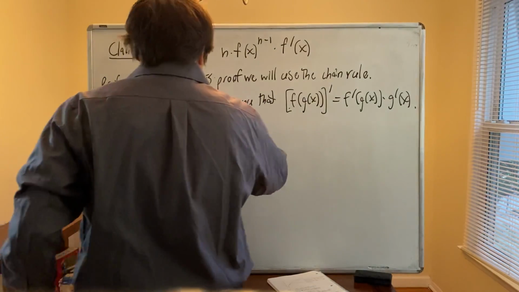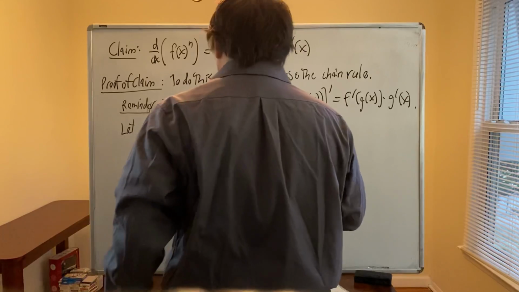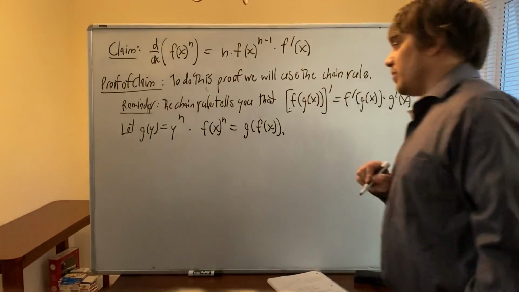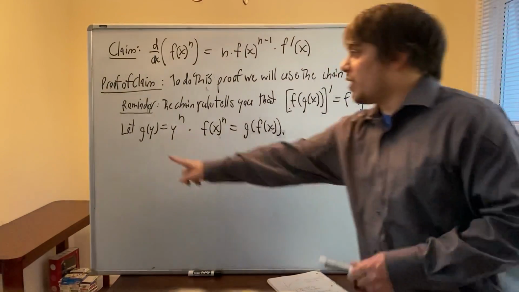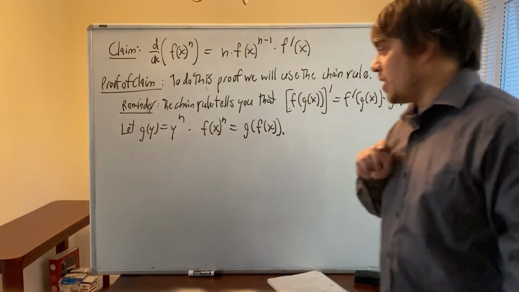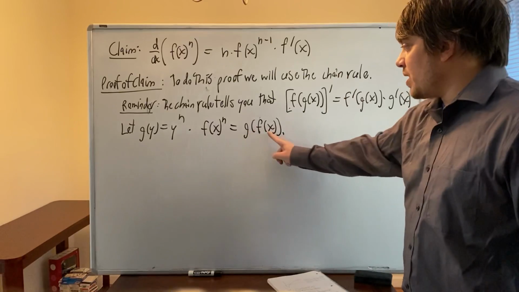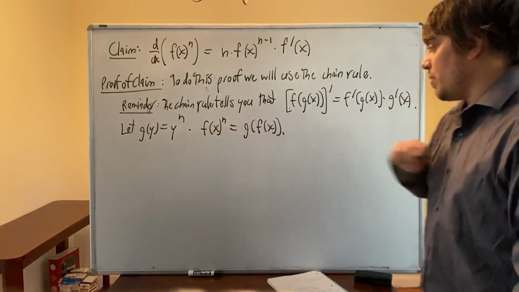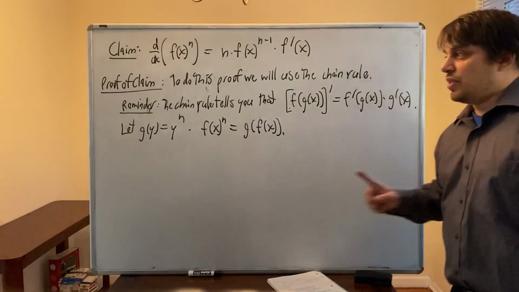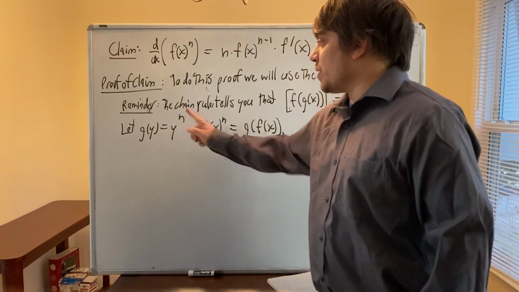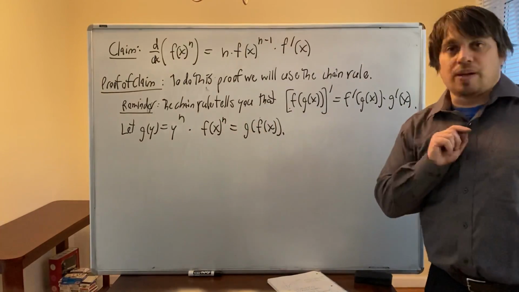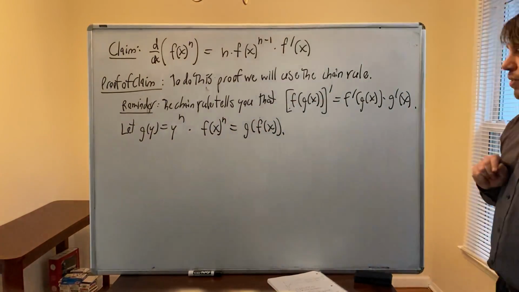f of x to the nth power is the same as saying g of f of x. Okay, why is that? Because g is a function that takes the input and raises it to the nth power. And so g takes the input f and raises it to the nth power. So that's why f of x to the nth power is g of f of x. Okay, g again takes the input y and raises it to the nth power. So here g takes the input f and raises it to the nth power. So f of x to the n is equal to g of f of x.